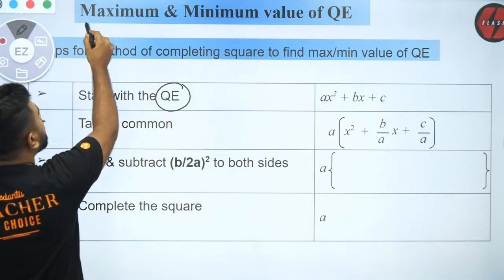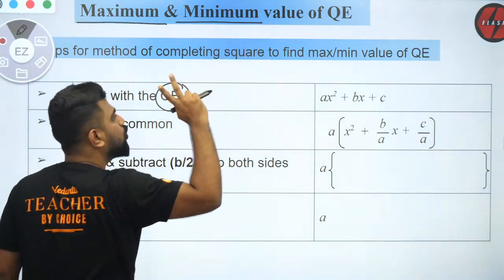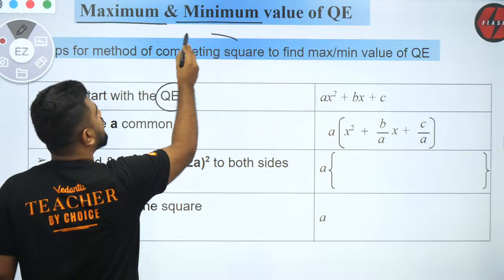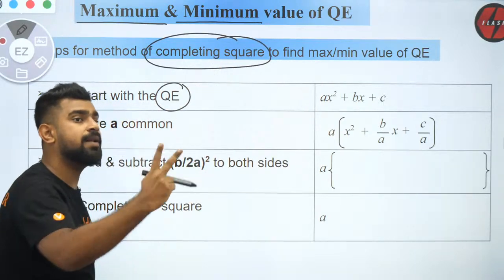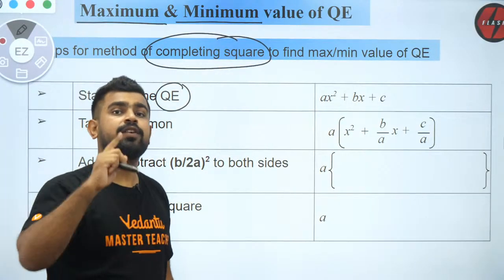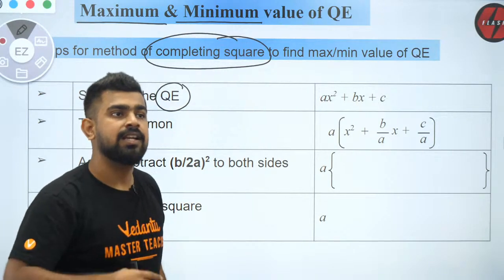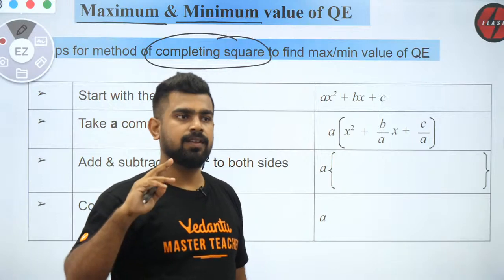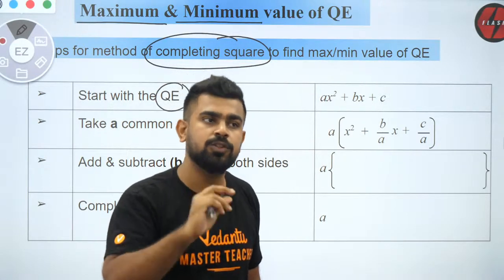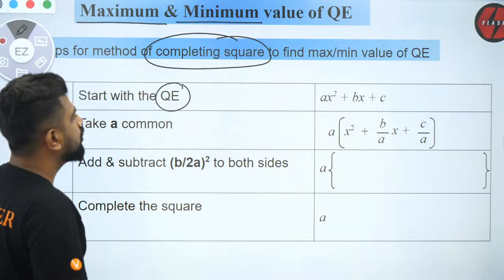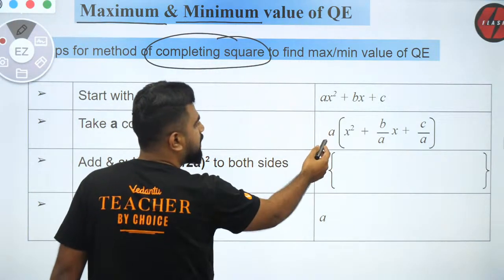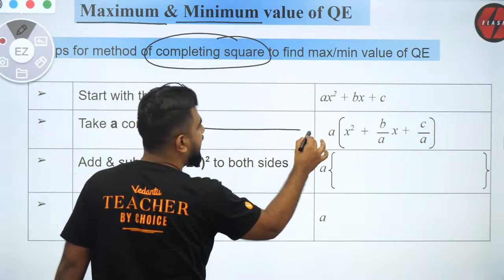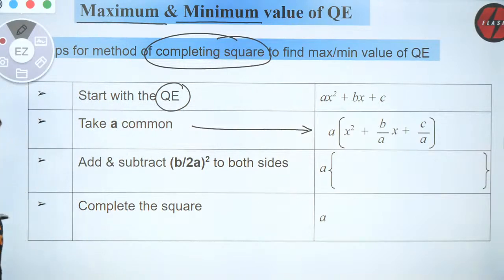So when you want to find maxima and minima, there are two ways. The first method is completing squares and the second method is graph. I'm going to teach you both of them. Listen carefully. So this is a quadratic expression. I'm taking A common. If I take A common, I'll get this. Do you all agree with me on that?